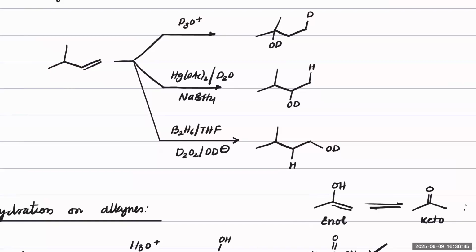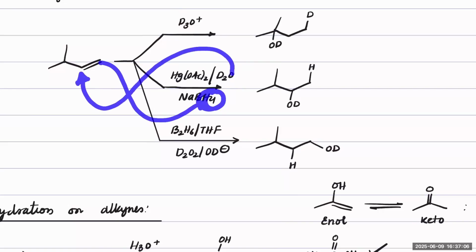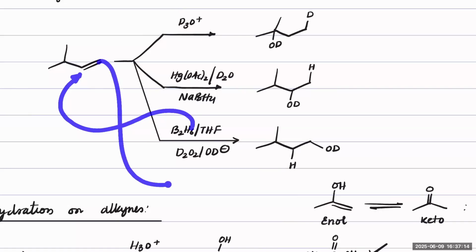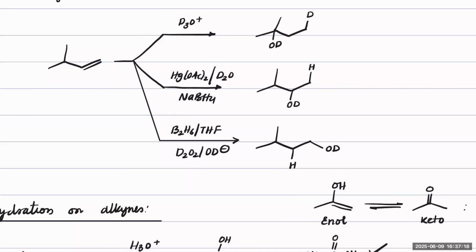If at all I have D3O plus, first what do you do? In the simple hydration, D plus is added, positive charge will come, positive charge will migrate, rearrangement will happen, and then OD will happen. Oxymercuration, demercuration: H will get added here because this is H minus which is getting added. And OD will get added here, no rearrangement. So this is the product you will get. In B2H6, H minus will get added here. From here, OD will get added. So this is the product you will get. Done?